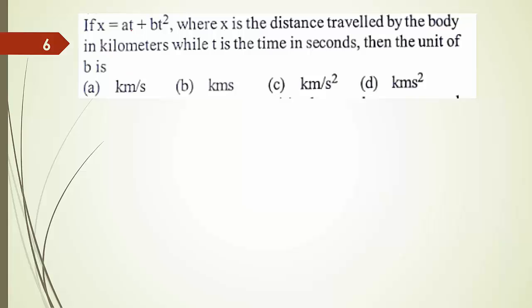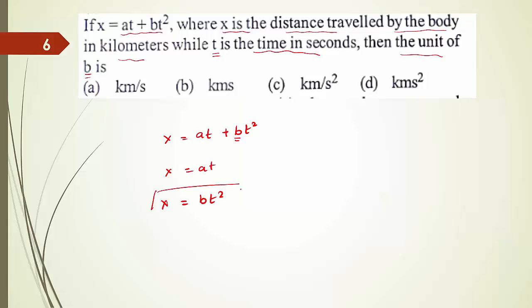Sixth question. If x equal to at plus bt square, where x is the distance travelled by the body in kilometers, while t is the time in seconds, then the unit of b is. Here x indicates distance, t indicates time. X is measured in terms of kilometers and time is measured in terms of second. Using these values, we have to find the unit of B. See here, the equation is x equal to at plus bt square. We want only the unit of B.